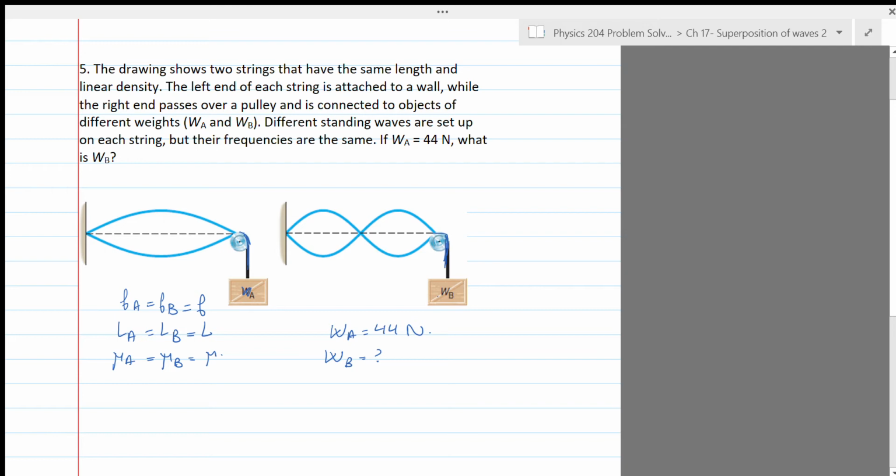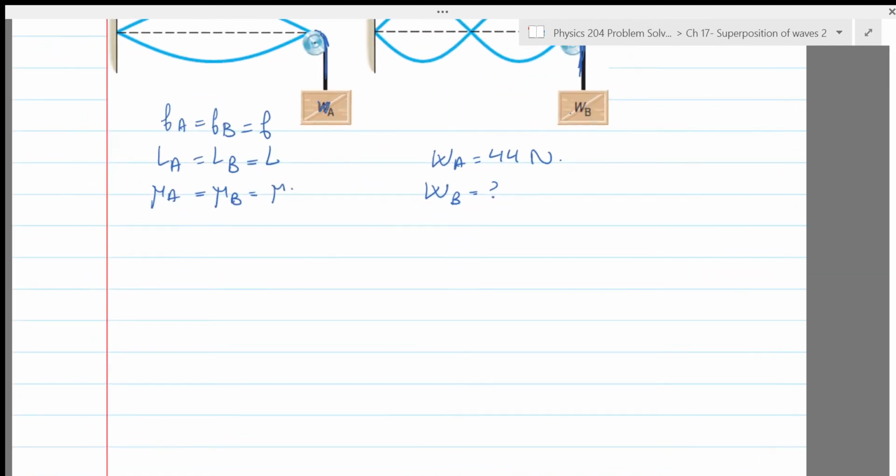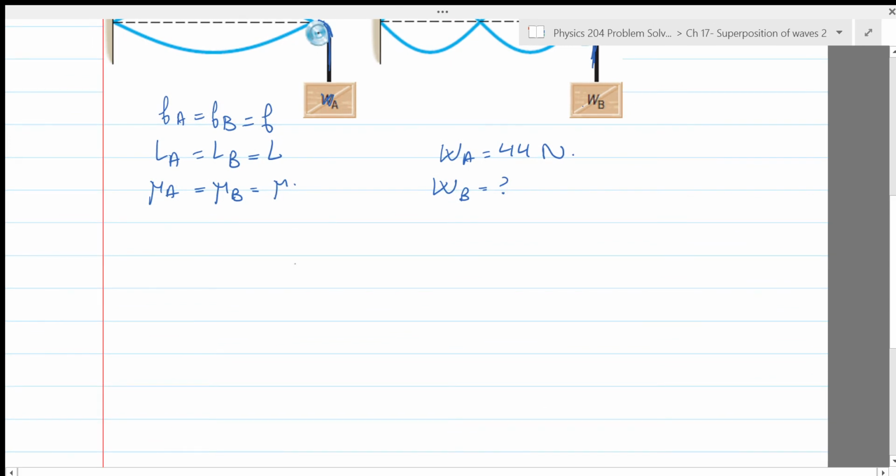So we want to find the value of the weight that is hanging from the string in the second situation. So first of all, we can start by thinking of a formula that can link this weight to what we are given here, which are standing waves. These are standing waves on a string with fixed ends, so we know that the frequency will have the form of nv over 2L.